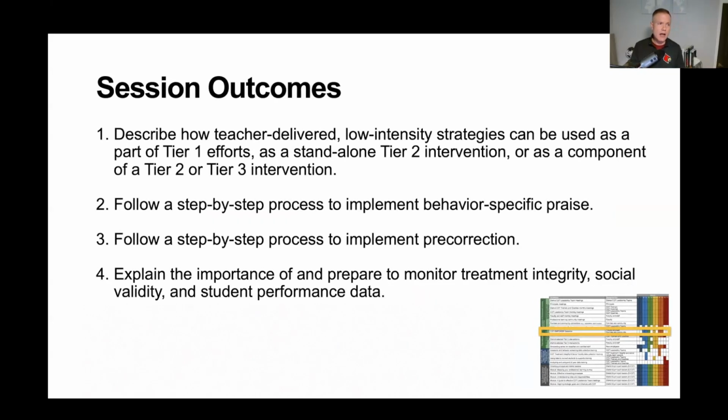So tonight, our outcomes are expected to give you the knowledge for those two strategies, as well as that there are other strategies out there. So we're going to connect you with resources for more. And specifically, give you the step-by-step process for implementing behavior-specific praise and pre-correction in your classroom or your learning context, where that might be, as well as stressing the importance of monitoring those interventions, that they're being put in place with integrity. And what do people think of the plan before and after? So you're not designing a plan that's embarrassing for students, for example. And how are student performance data showing the success of the plan?